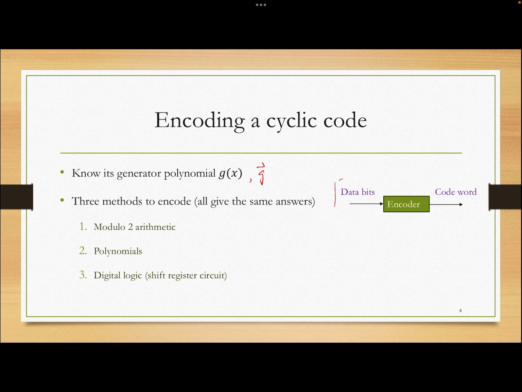So we have data bits coming into the encoder and we get the code word, right? The modulo 2 arithmetic and the polynomial are very close together, very similar methods. But modulo 2 arithmetic deals with the binary sequence and the polynomial deals with polynomials. The coefficients of the polynomial are basically the sequence in modulo 2 arithmetic. I will show you in examples, so you know more how to do it. And the third method is the shift register circuit, or the digital logic.